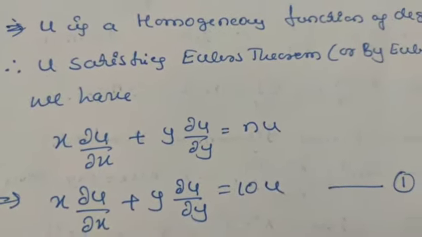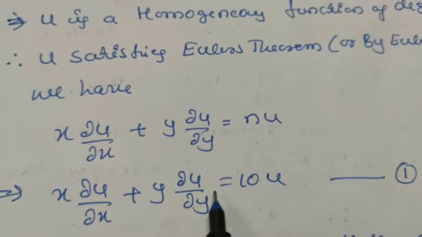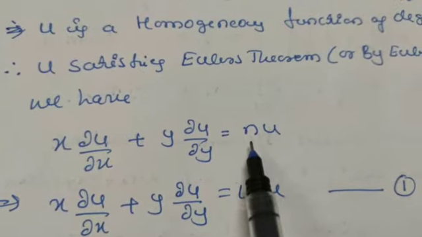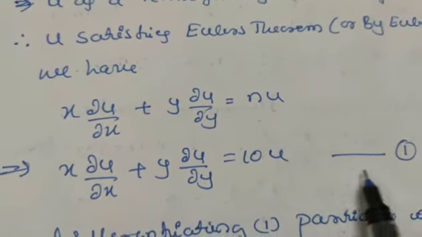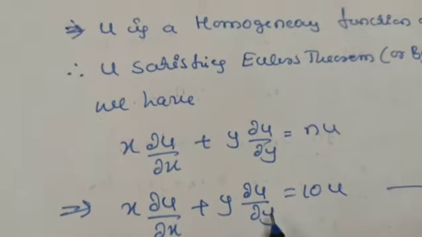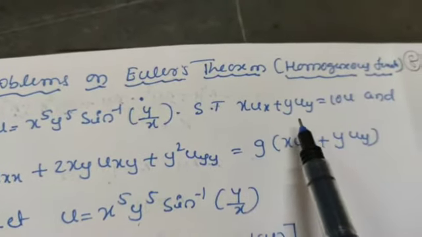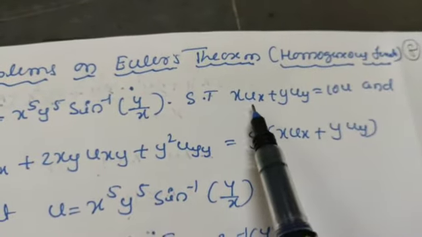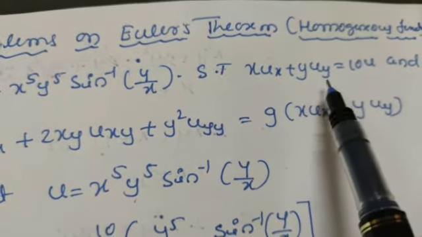So this implies x into dou u by dou x plus y into dou u by dou y is equals to, substitute the value of n. Here we have n is equals to 10. It is equals to 10u. Take this one as equation number 1. So this is the first part we have done here. Show that x ux plus y uy is equals to 10u. We know ux is dou u by dou x and uy is dou u by dou y. So first part is over.